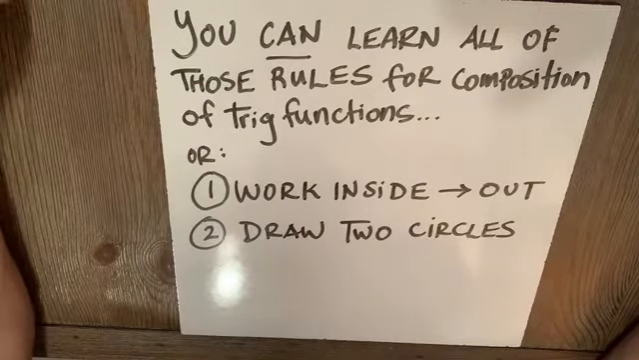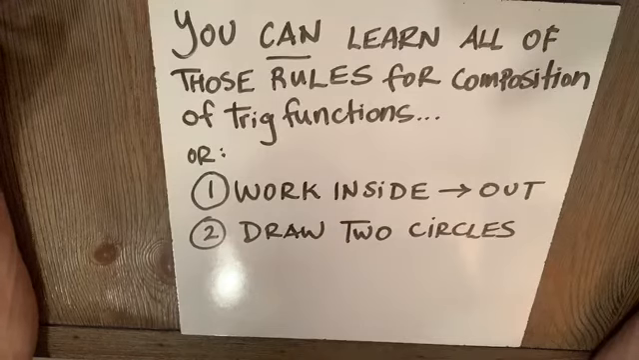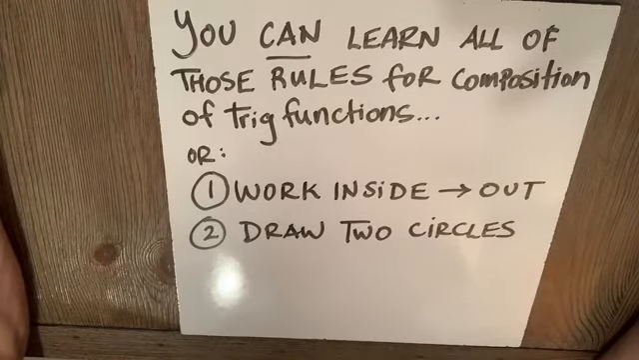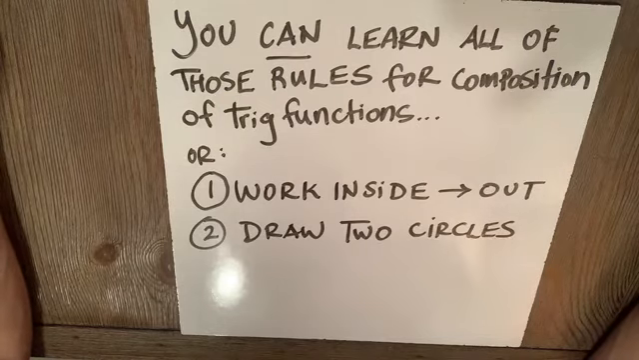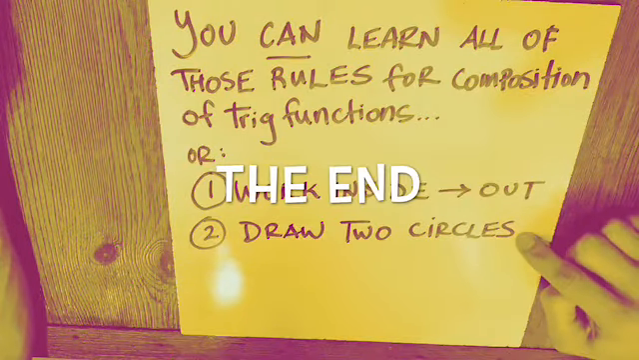So I just went over a boatload of rules, and you can learn them, and they make sense, particularly if you look back at the graphs of sine and cosine and tangent and inverse sine and inverse cosine and inverse tangent, particularly the graphs that have had their domains restricted so that they pass the horizontal line test, etc. And that makes sense. Or you could learn two simple rules. They are: work inside out and draw two circles.